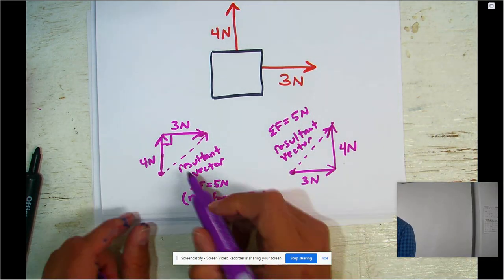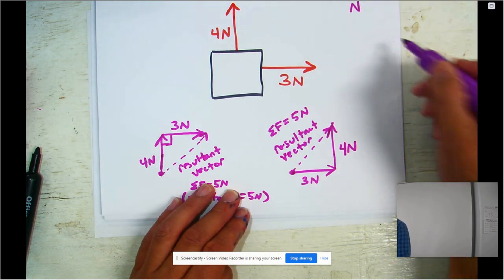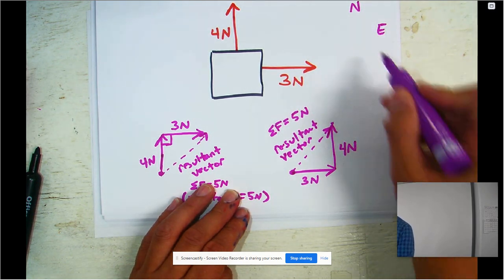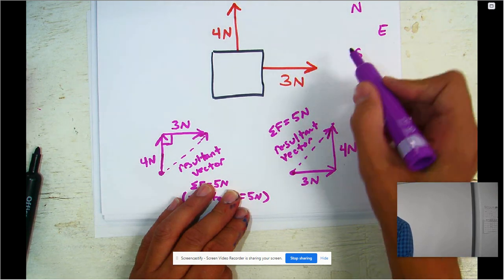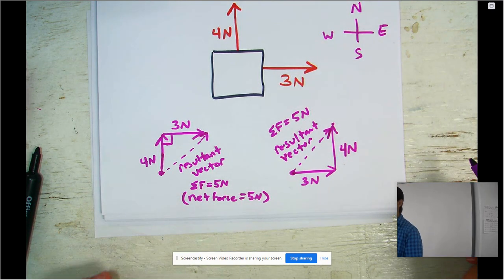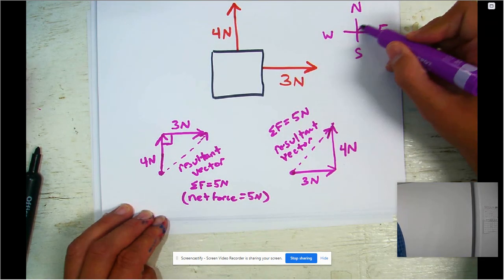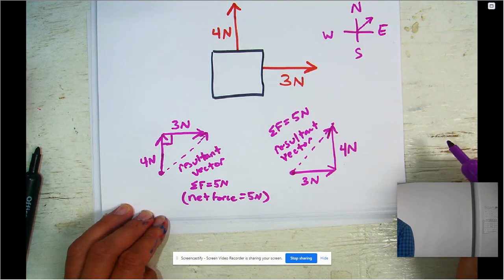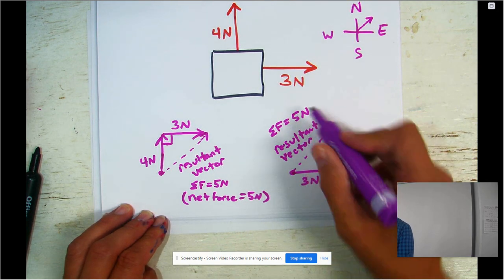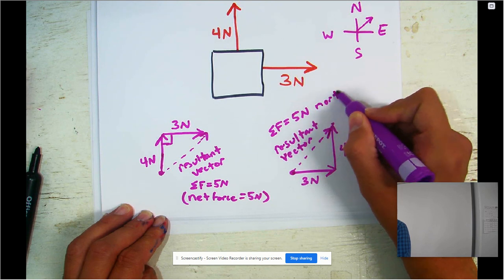What direction is it? It's north, right? Because we're going to consider the top of the page north. To the right is east. To the bottom of the page is south. West is to the left. So these are my cardinal directions. If I look, both of these are pointing northeast. So the sum of my force would be 5 newtons northeast.